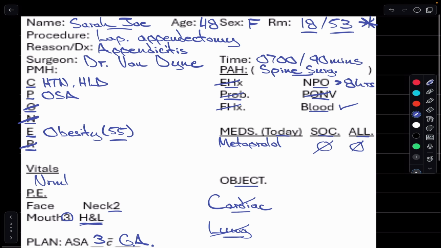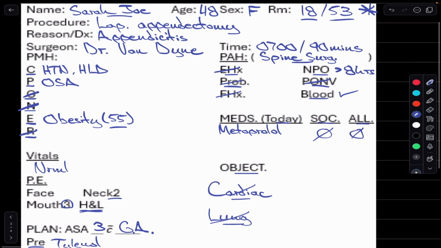She has a past medical history significant for hypertension, hyperlipidemia, obstructive sleep apnea, and no other major cardiac or pulmonary concerns. She is obese. She has a BMI of 55. She's had spine surgery in the past and underwent general anesthesia. I didn't see any anesthetic problems in her electronic history. She didn't report any previous problems. She has no family history of problems with anesthesia. She's been NPO for at least 8 hours. She hasn't had any problems with post-op nausea or vomiting.